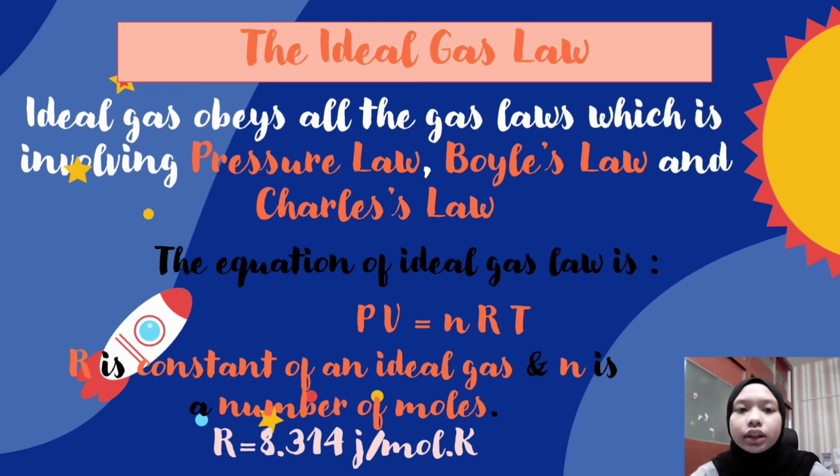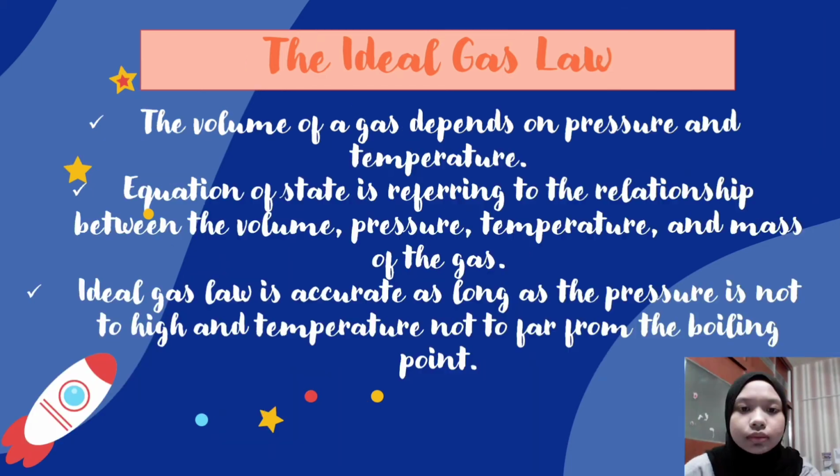R is the constant of the ideal gas law, and n is the number of moles. The value of R is 8.314 joules per mole Kelvin. The ideal gas law states that the volume of a gas depends on pressure and temperature. The equation of state refers to the relationship between the volume, pressure, temperature, and mass of the gas.